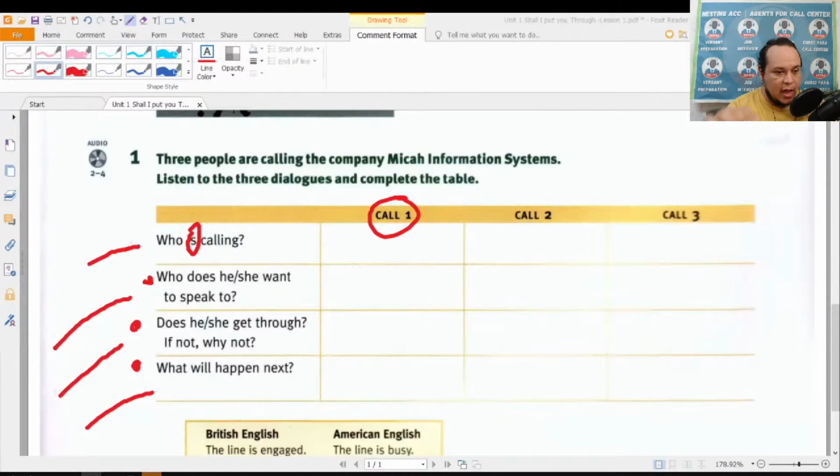Please let me know in the comments this second time who is calling, who does he want to speak to. We identify whether it is a he or she. Who is calling? Does he get through or does she get through? If not, why not? And what will happen next? Okie dokie, so let's do it once again, everybody. Let's listen, pay attention to it. Here we go.